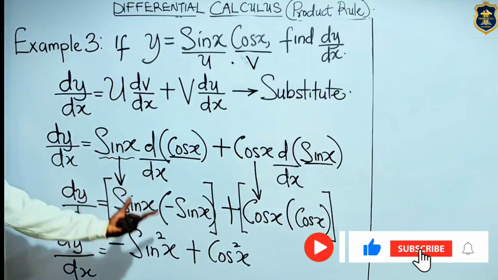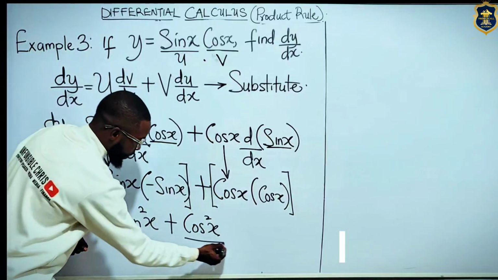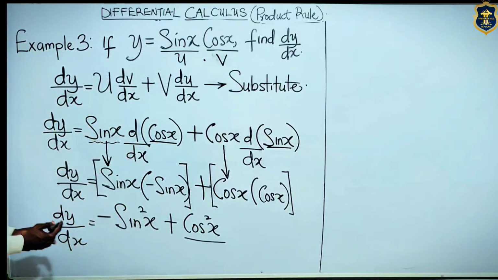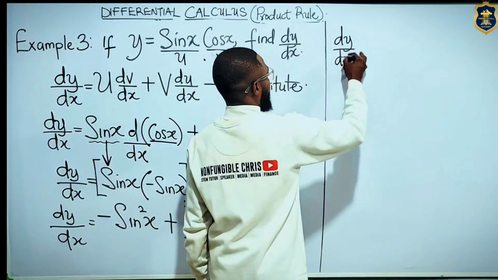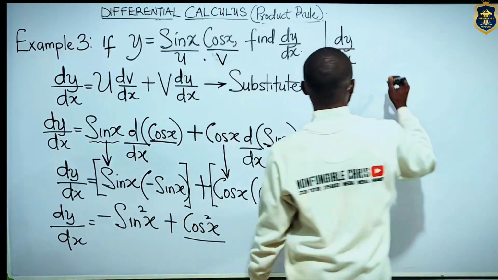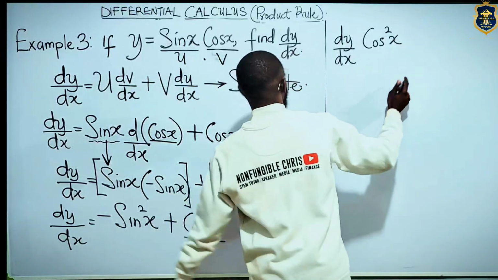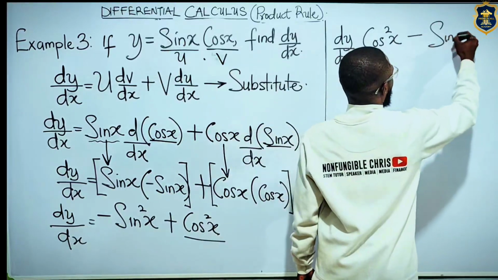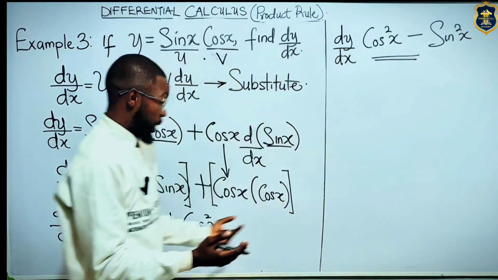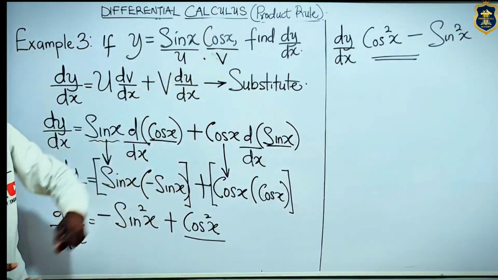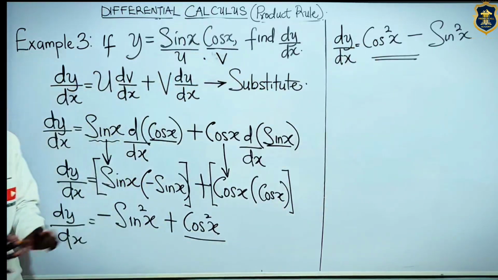We can also rewrite this. This is our final answer, but we can rewrite it by taking the one with plus first. So we can also say that our dy over dx should be cos square x minus sine square x. Final answer. It's still the same thing. You can leave this as your answer, or you can leave that as your final answer. Very, very simple.